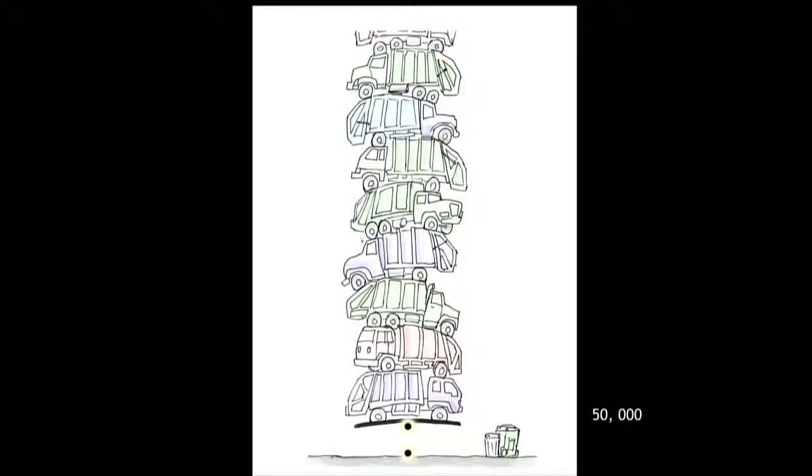I would have shown jumbo jets, actually, there are 5,000 fully loaded 747s, but my son, the artist, couldn't draw them.